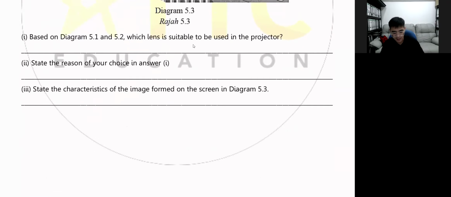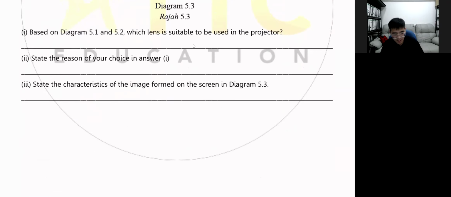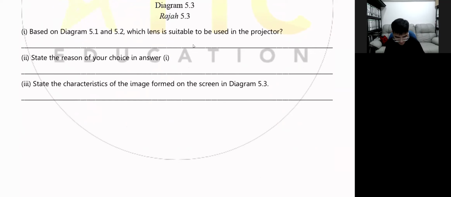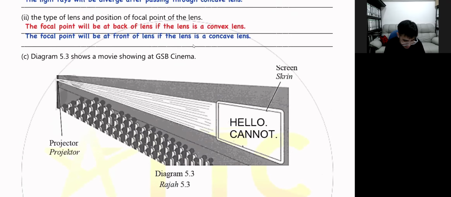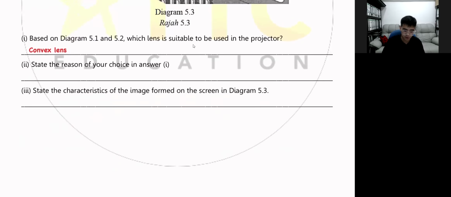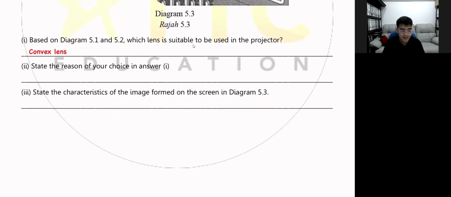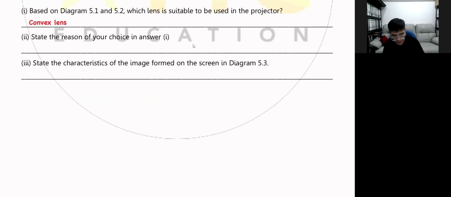Actually, the question says "suitable", right? It's actually "must use". You must use this type of lens. Cannot use another type of lens. Yes, you're right. Convex lens. You must use convex lens for a projector. Do you guys know why? Because question C2 asks you the reason for your choice. Why do you say convex lens must be the answer? Why can't we use concave lens then?